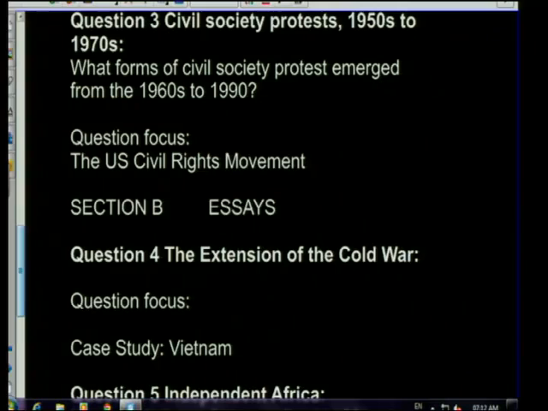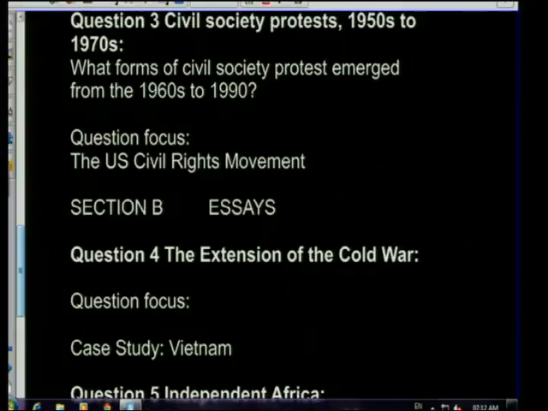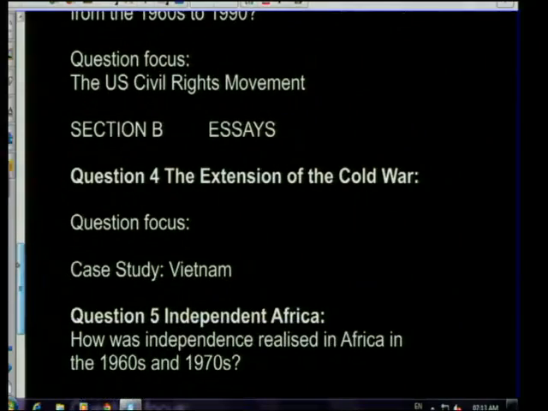So you need to know if you're going to choose questions from the Cold War, independent Africa, or the civil society protests. And then you need to move on to section B, which is now the essay section of the paper. Okay, I'm quickly going to circle that so that you can see that they're testing different skills, as I said to you before, that it is very important to apply your skills when you are doing this exam.